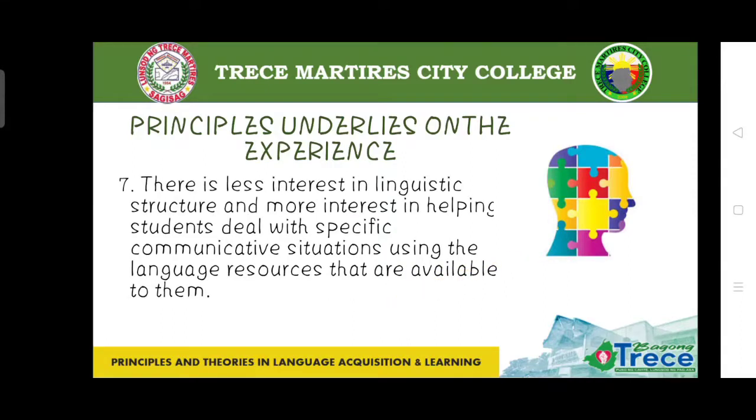Next is seven. The teacher is not focused on specific language items but rather responds to what language emerges as a result of the students' work online. The principle underlying that is that there is less interest in linguistic structure and more interest in helping students deal with a specific communicative situation using language resources that are available to them.